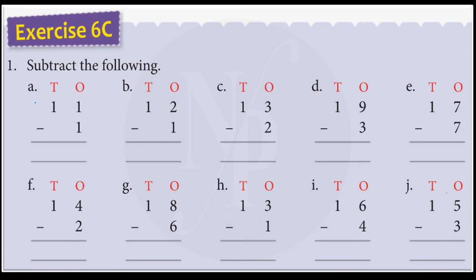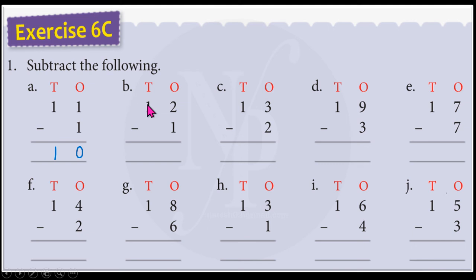Here in A, we have to subtract 1 from 11. Starting from 1's column, we subtract 1 from 1. That is 1 minus 1 is 0, because we know that subtracting any number from the same number gives us 0. Here in tens column we have 1 minus 0. No digit represents 0. So 1 minus 0 is 1. So on subtracting 1 from 11 we get 10 as answer.